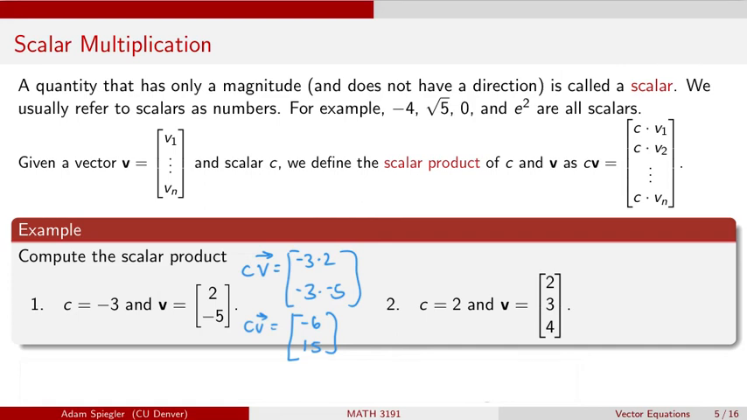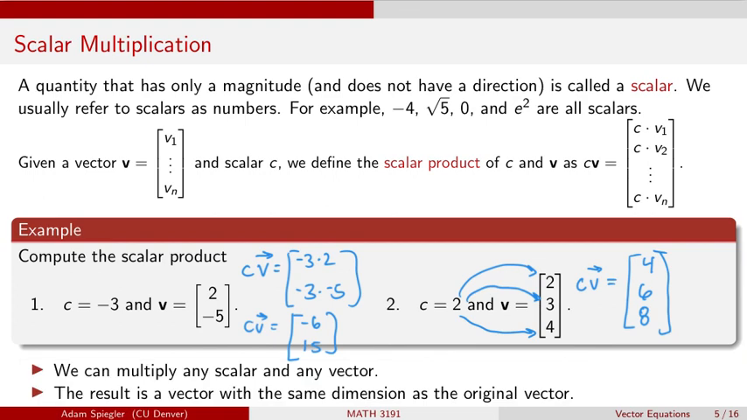Jumping up dimensions doesn't change how we're going to define this operation. It just means we have to do a few more of them. If I have a vector in 3 dimensions, then I'm just going to take this 2 and multiply it by the first entry, multiply it by the second entry, and multiply it by the third entry. That result is the product of c and v. So we can multiply any scalar times any vector. This is defined no matter how many dimensions v has, so it is a well-defined operation no matter what we have for v and c.